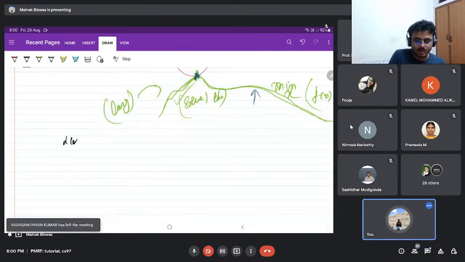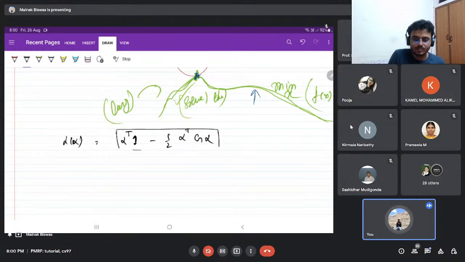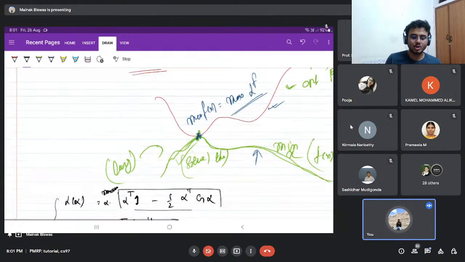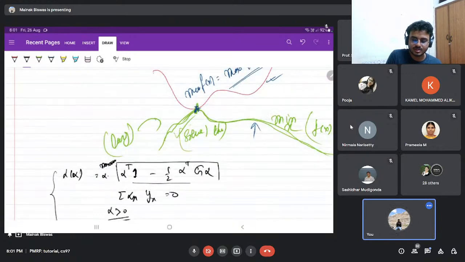L of w, alpha is alpha transpose 1 minus half alpha transpose G alpha. And you want to maximize this over alpha such that the sum of alpha n y n is equal to 0 and alpha is greater than or equal to 0. This is the basic thing you want to do. This is the optimization problem you want to solve. If you have a question, you ask, or I'll just show you how to do this, or why this is called a Gram matrix, or will be.